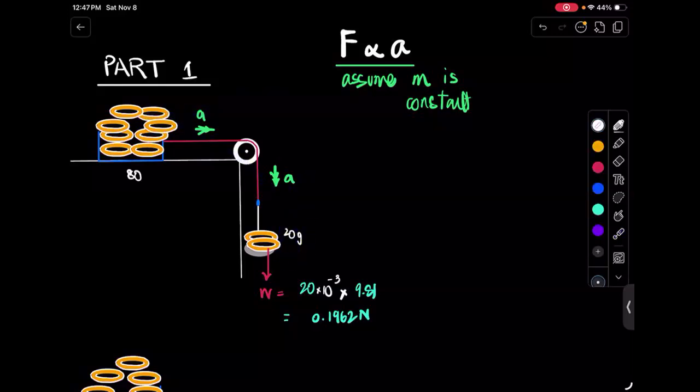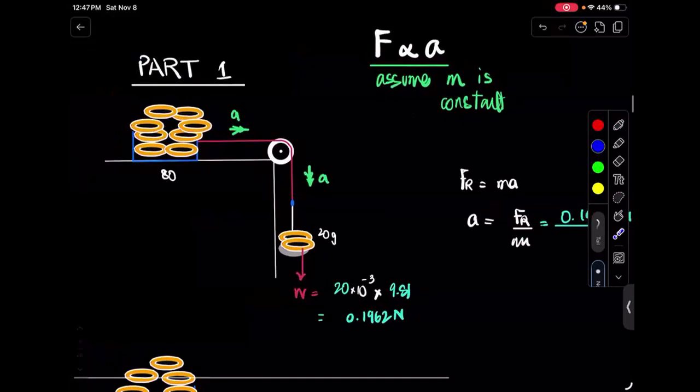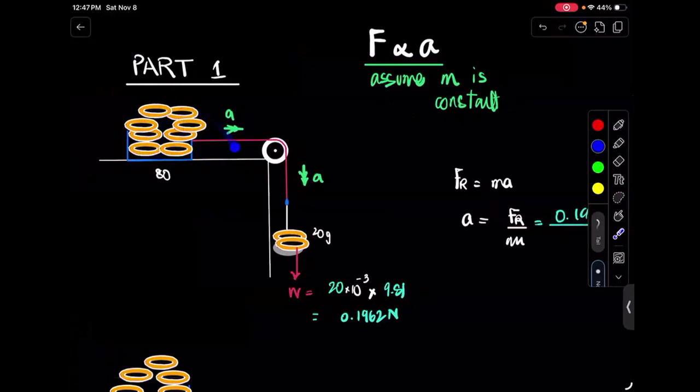Okay. What is the acceleration of the system? Let's check. Fr is equals to ma. Acceleration is equals to resultant force divided by mass. What is the resultant force? That is just 0.1962, because that is the only driving force in the system. Because this mass is not hanging, it's not applying any force that's making us move or fall down.